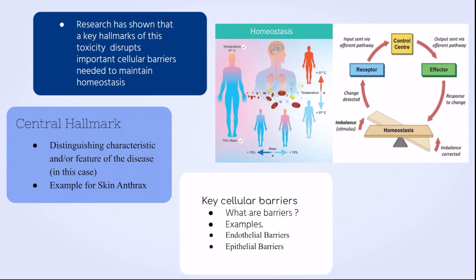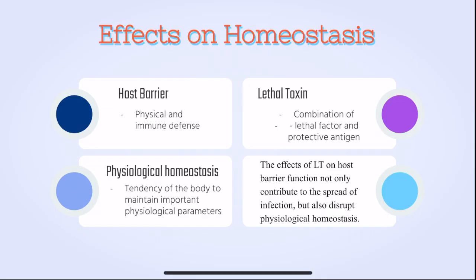Some examples of barriers include endothelial barriers and epithelial barriers. Let's look at the direct effects on homeostasis. So let's look at host barriers first. Host barriers provide both physical and immune defense against microbial infection. So let's look at the 3 definitions: we went through the host barrier, and then the lethal toxin, which is a combination of a lethal factor and a protective antigen.